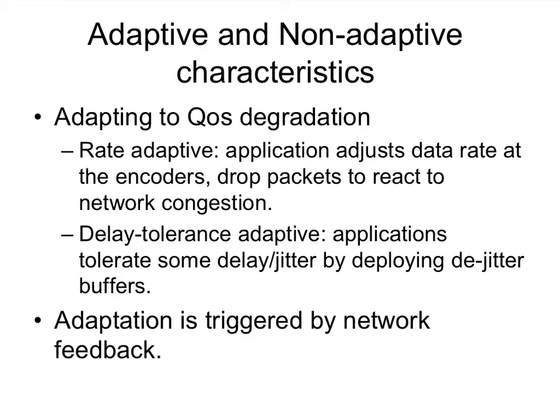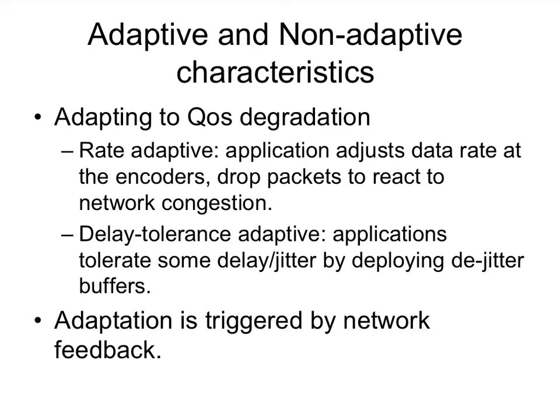So we stopped last time talking about adaptive and non-adaptive, and we said that for adapting to quality of service degradations, some applications are more tolerant than other applications, and we said that adaptation could be classified into two types: the rate adaptive and delay tolerant adaptive, or delay adaptive.